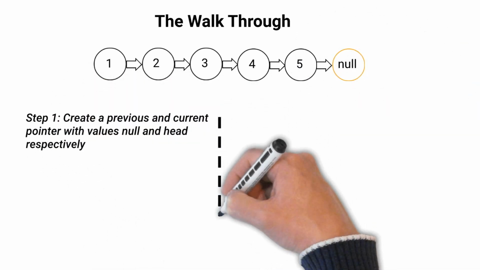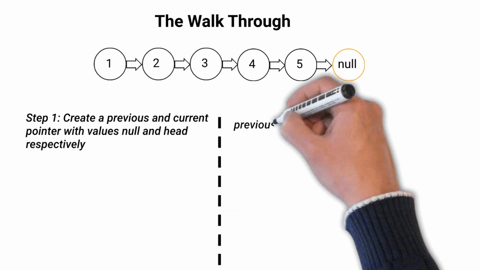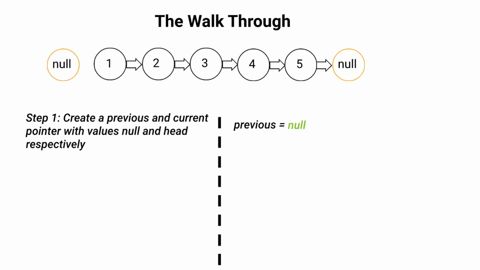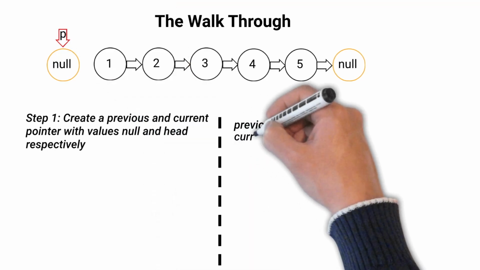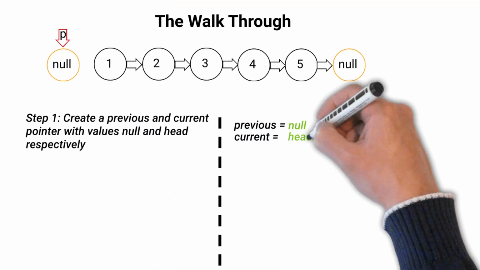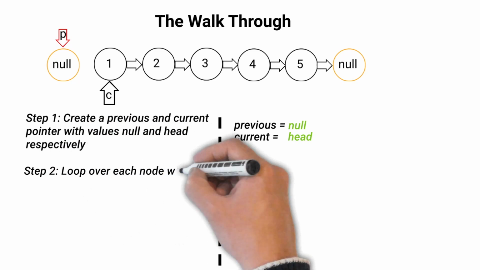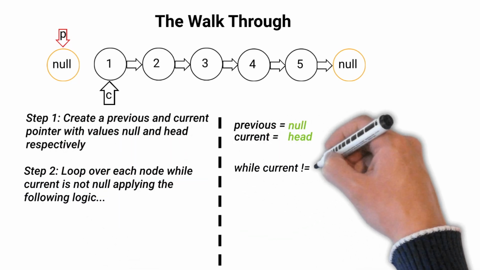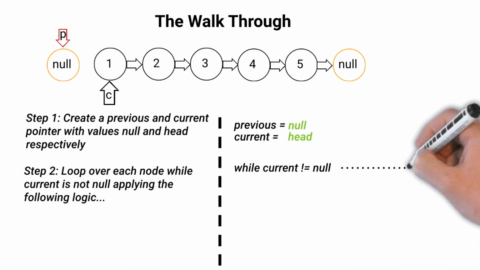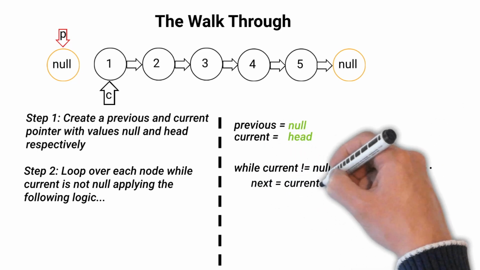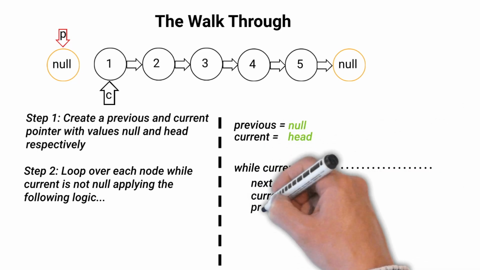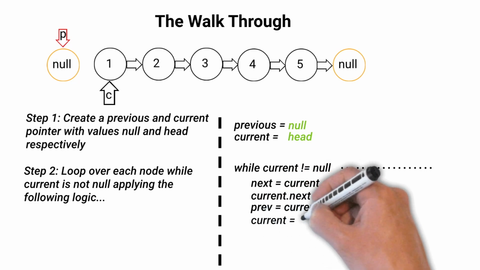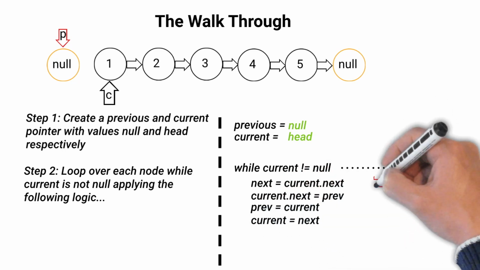Step 1. Create a previous and current pointer with values null and head respectively. So here's our previous, and here's our current, which is pointing at the 1 node. Step 2. Loop over each node while current is not null, applying the following logic. Next is equal to current.next, current.next is equal to previous, previous is equal to current, and current equals next.